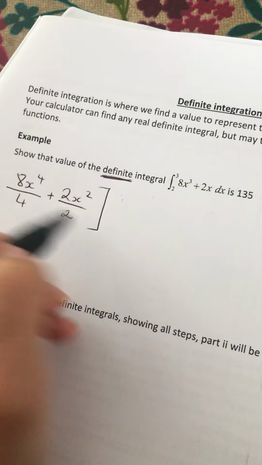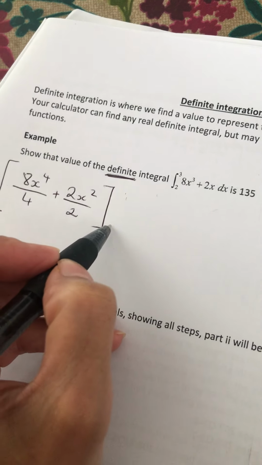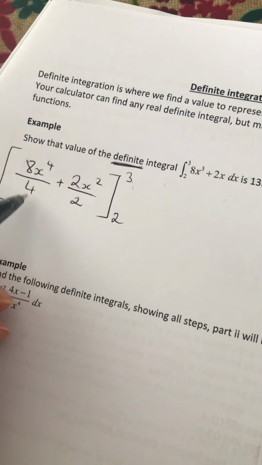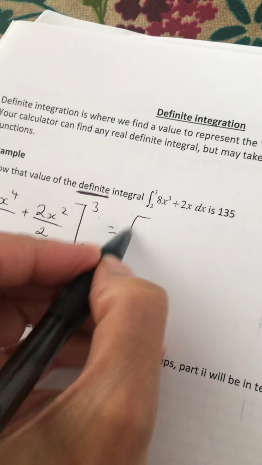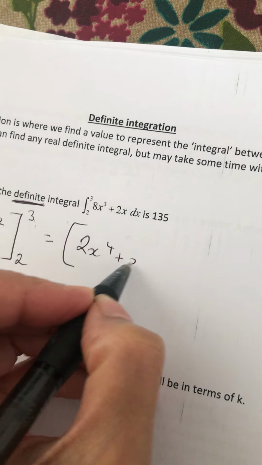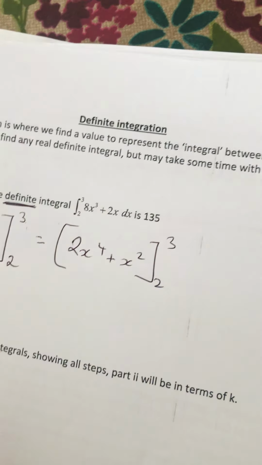Okay, what you do is you put these square brackets on and you put in your limits, x is 2 and x is 3. I'm going to tidy that up a little bit because I can see I can simplify that. So this bit here is 2x to the power 4 plus x squared between 2 and 3.